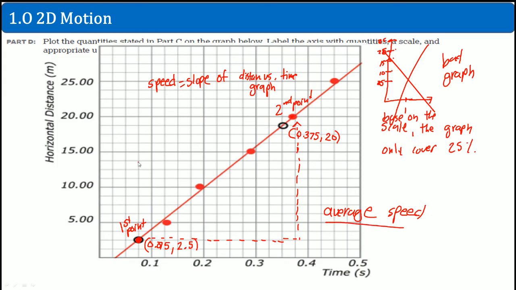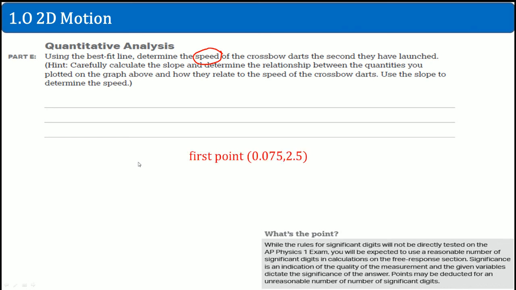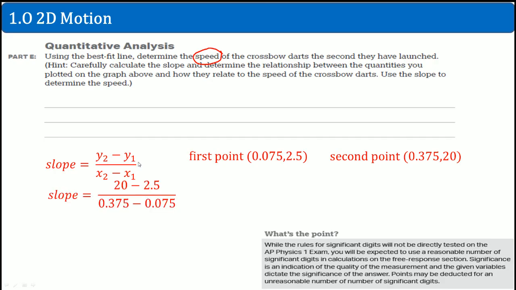So here's my first point. Here's our second point. That's the slope equation. You should remember that from algebra. Plug it in. Get that value. Simplify. You should get around 58 roughly, meters per second.